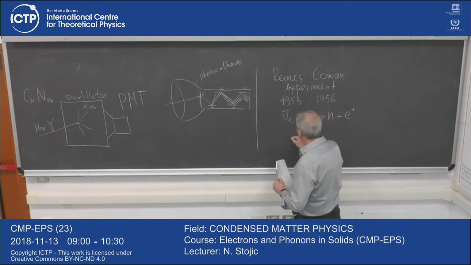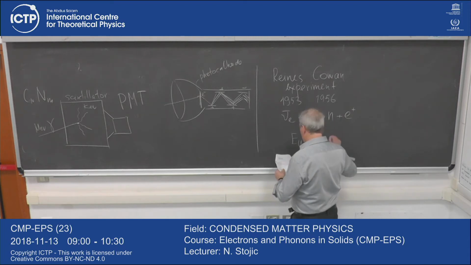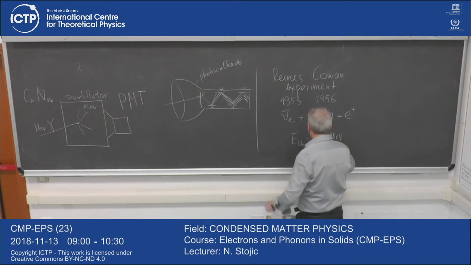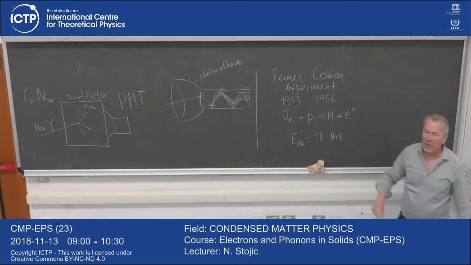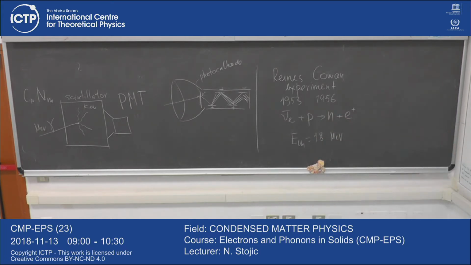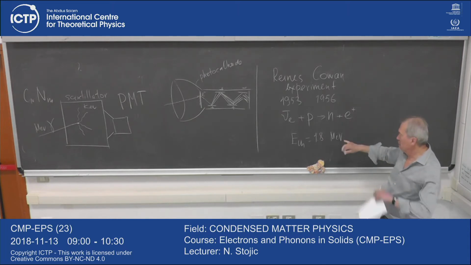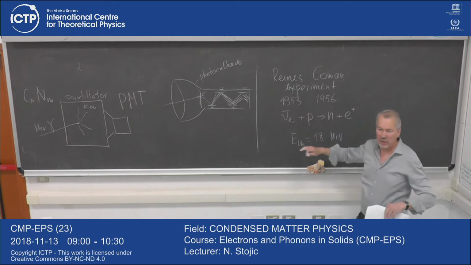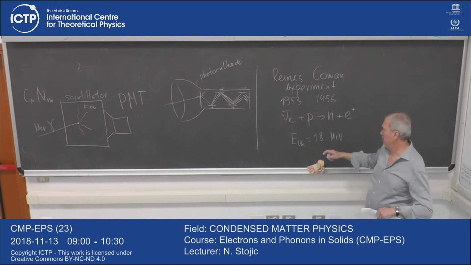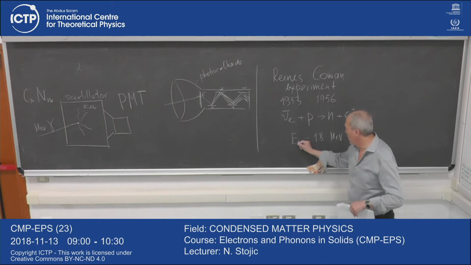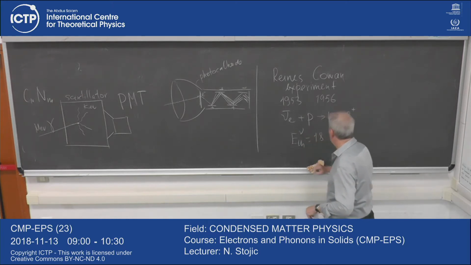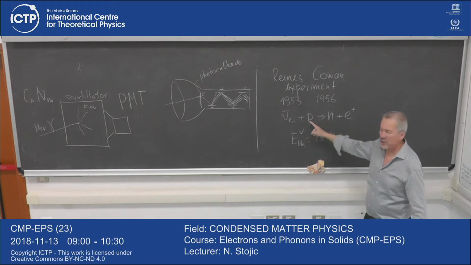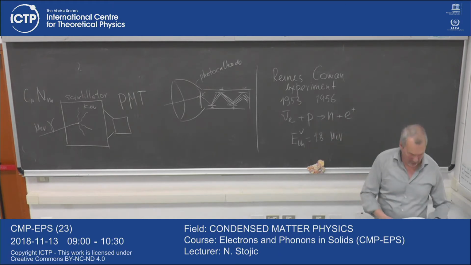This reaction actually has a threshold, and the threshold is 1.8 MeV. What is this? The point is that the mass of the proton is a little bit smaller than the mass of the neutron. Neutron is a bit heavier. And also you need to produce a positron, right? So you need a large enough neutrino energy for this reaction to proceed, and this is the threshold. So the energy of the neutrino should be bigger than 1.8 MeV, which includes the difference of masses of proton and neutron and the mass of the positron.